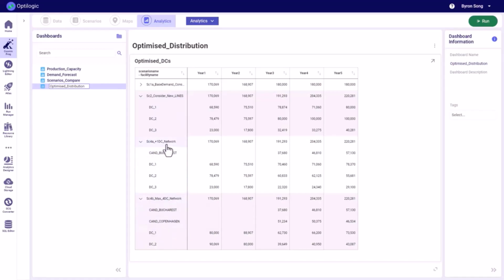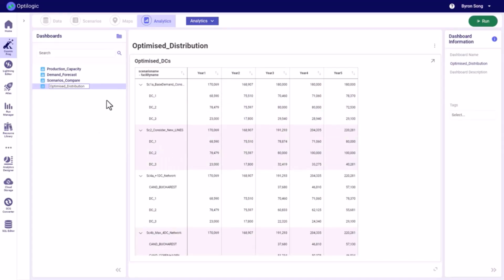Scenario 4A says if we want to consider one more DC on top of the DC 1, 2, 3, it would be the candidate DC in Romania, Bucharest. And we can see from year 3, the model suggests opening this Bucharest DC, and that is partially driven by the growing demand in the east of Europe. In scenario 4B, the model actually decides to close DC3 and open same Romania DC in Bucharest, but also another candidate location in Copenhagen.